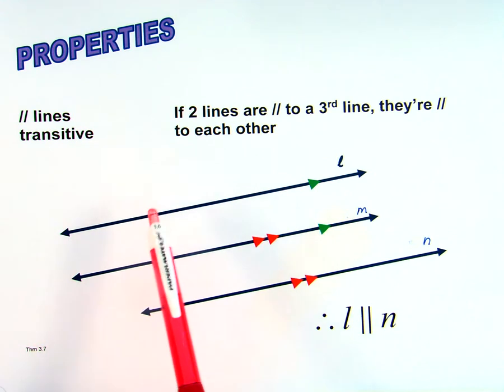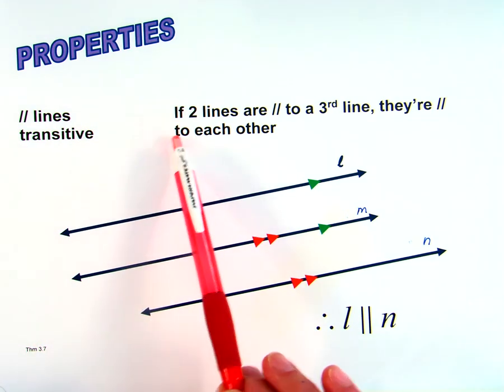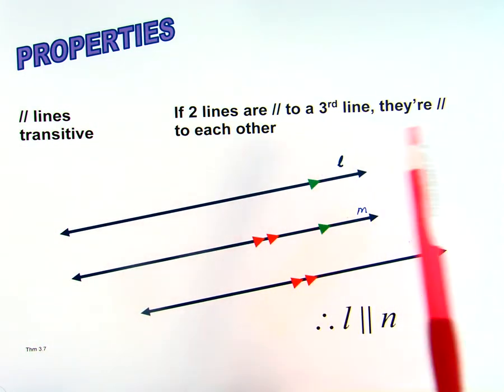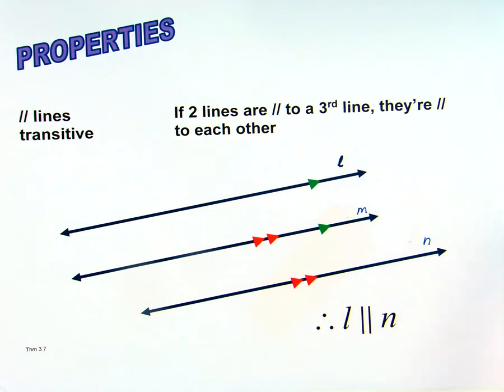Remember, when you're doing these things, it's a good idea to say the whole thing over, maybe even to write it to help you remember. Two lines that are parallel to a third line are parallel to each other. It's kind of a transitive line. So their conclusion here is that line L is parallel to line N.